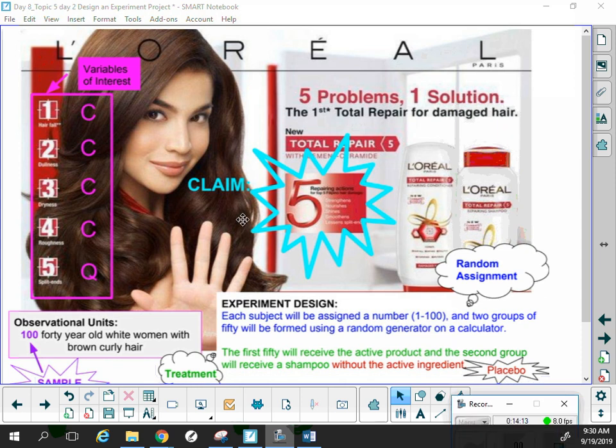All right, so here's my claim. Here's the claim that I made, and you can see it says claim, right? I put this little shape on it. So it's 5 problems, 1 solution. It's a little blurry, so I can't read all of that right now.